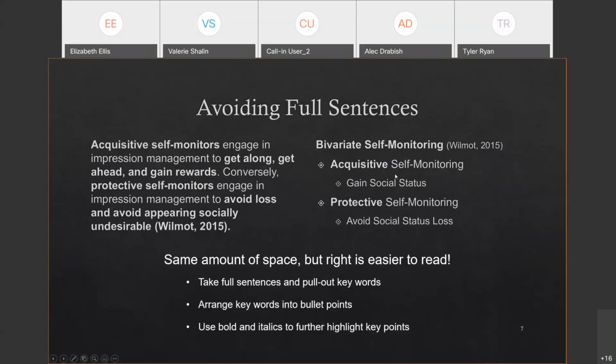I'm not going to just stand there as a poster presenter and say, bivariate self-monitoring, acquisitive self-monitoring, gain social status, protective self-monitoring, avoid social status loss. I'm going to be very deliberate in what I say, and I'm going to say, there is this dichotomous concept of bivariate self-monitoring, or not dichotomous, but this two-level concept. We have acquisitive self-monitoring, and they seek to gain status, and so on.